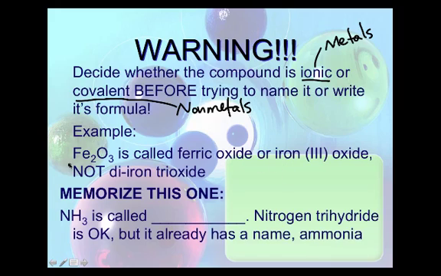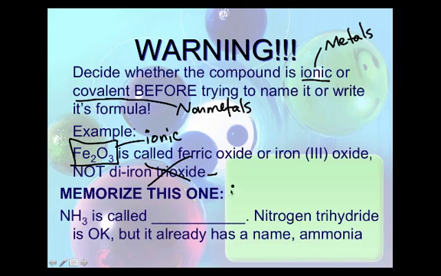For example, Fe2O3 is called ferric oxide or iron(III) oxide. It starts with a metal, so this is ionic. We could not name it di-iron trioxide because it's not covalent. So we can't do it this way.